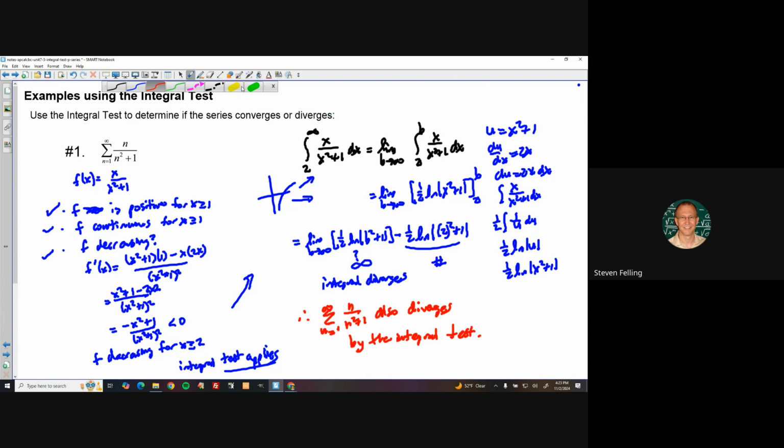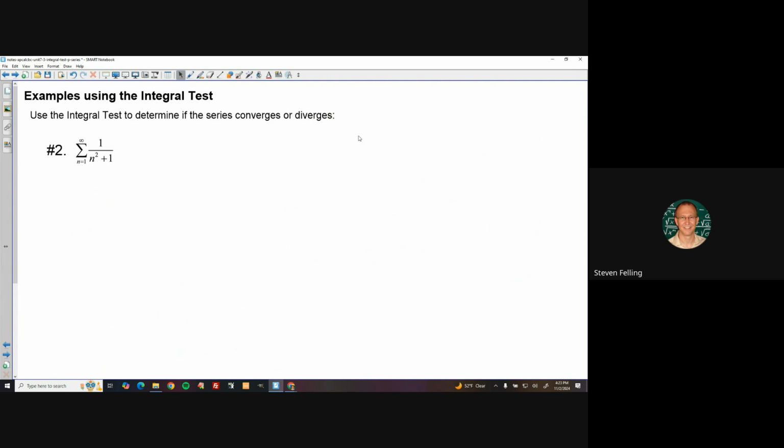Okay, let's look at a couple more examples here, just to get an idea. That one diverged. So let's take a look at this one. We'll have to go through the same process. So first we have to establish the conditions. So we'll write a function for this. Generating rule, 1 over x squared plus 1.